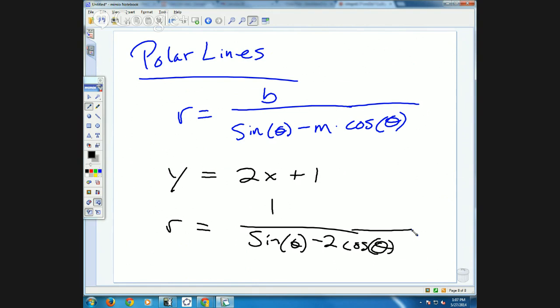Oh, this is an interesting thing though. There's one problem here. What if b is 0? Like there's no y-intercept, the y-intercept is the origin. Is that a problem for this equation? The whole thing's 0. You get nothing. That is a problem. We'll have to deal with that. So here, by the way, the y-intercept cannot be 0.